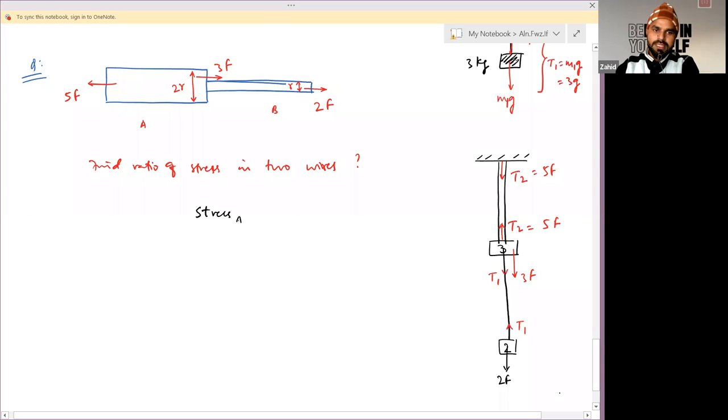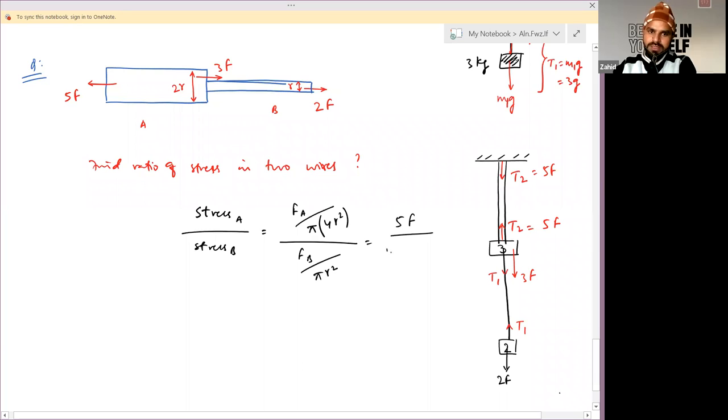Stress in A divided by stress in B. For A, force applied on A divided by area of cross section of A. So it will be pi r square. Radius is 2, so it will be 4 times pi r square. Whole divided by force on B by pi r square. So for A, total force applied is 5F. So it will be 5F divided by 4 pi r square for the first part. FB is just 2F divided by area pi r square. So this pi r square will cancel out. F and F will cancel out. So it will be 5:8.